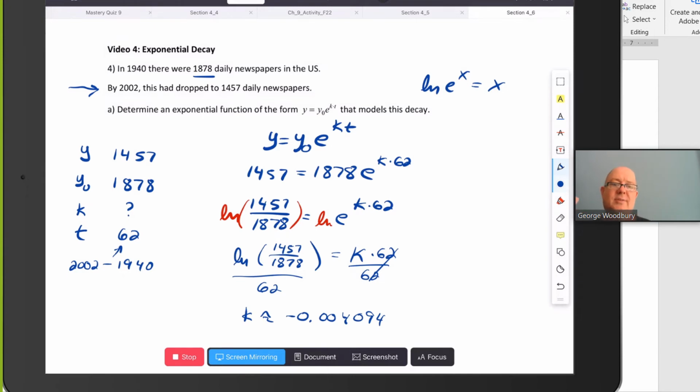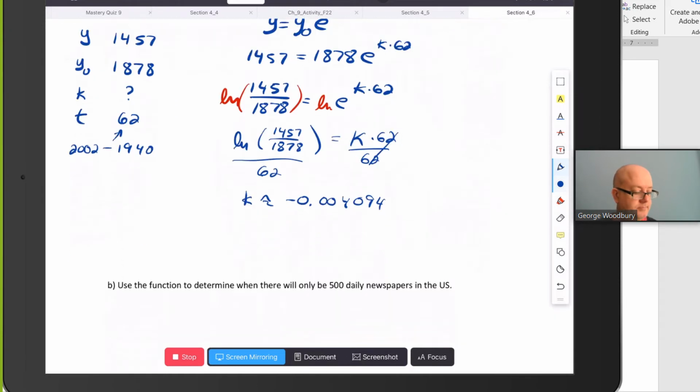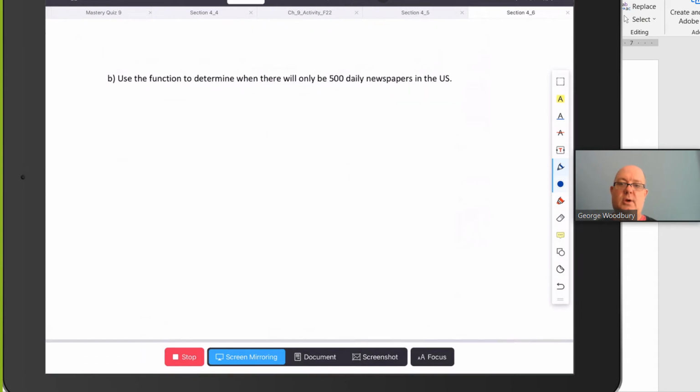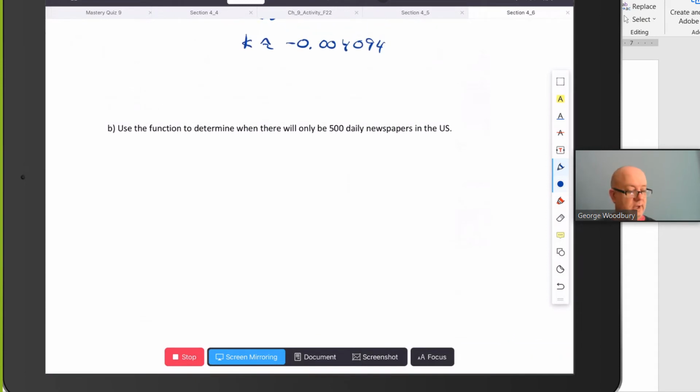You can kind of think of that as a percent rate. And so as a percent, that's about negative 0.4%. That shows how it's decreasing from year to year, essentially. Let me keep that number on the screen.